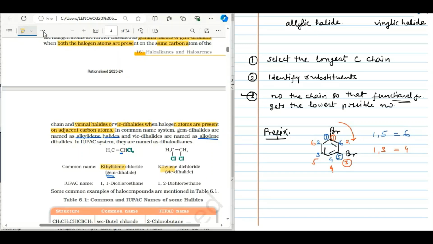Now come to the IUPAC nomenclature. For the IUPAC nomenclature, again you have to select the longest carbon chain and then number the chain. So here it is a 2 carbon long chain. When you number it, you will get 1 and 2. Both the chlorines are bonded to first carbon. So the name will be 1,1-dichloroethane.